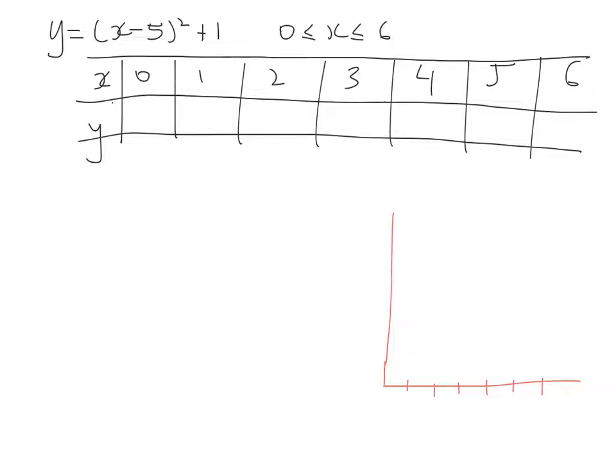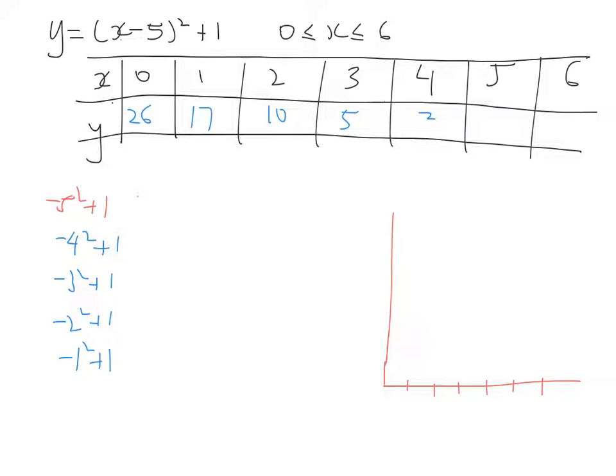So now at x equals 0, we're going to have negative 5 squared plus 1. So we're going to end up with 26. So at an x value of 1, we're going to end up with negative 4 squared plus 1, so we're going to end up with 17. At 2, we're going to end up with negative 3 squared plus 1, so we're going to end up with 10. At 3, we're going to end up with negative 2 squared plus 1, so we're going to have 5. At 4, we're going to have negative 1 squared plus 1, so we'll end up with 2.